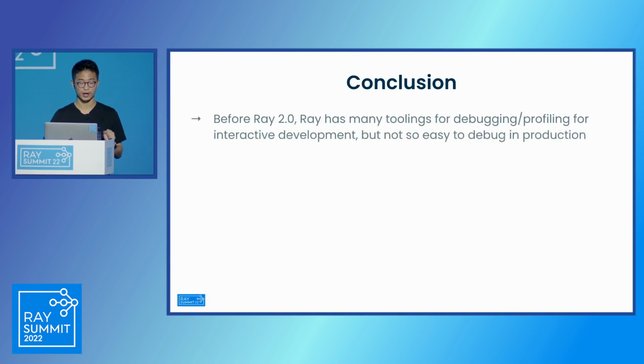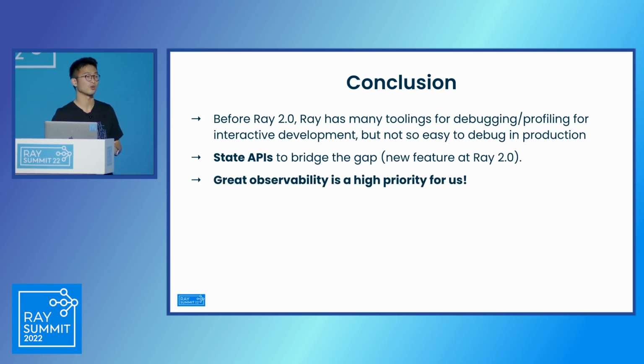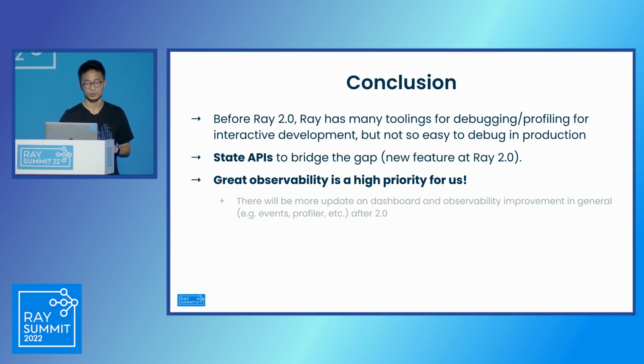So in conclusion, before Ray 2.0, Ray has some tooling that's suitable for interactive development, but there is still a gap in production debugging experiences for users. So we recognize that, and we also want to make the first step, or one of the initial steps, to bring state APIs to bridge the gap and make it better. And of course, we know there's a long way to go from here, and greater observability will always be the top priority for the Ray team, and we will continue working on that in the next few months.